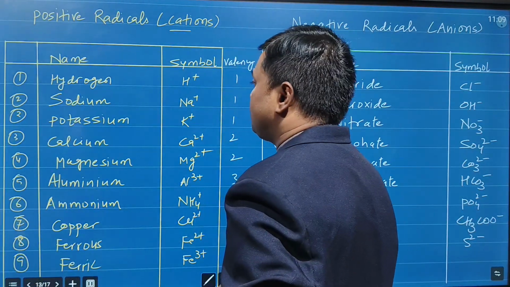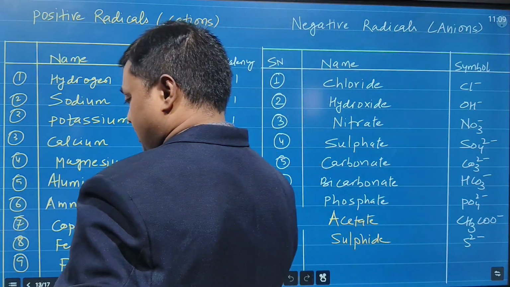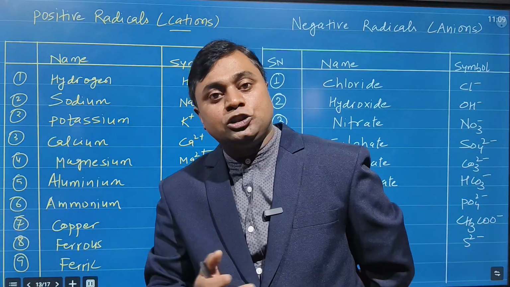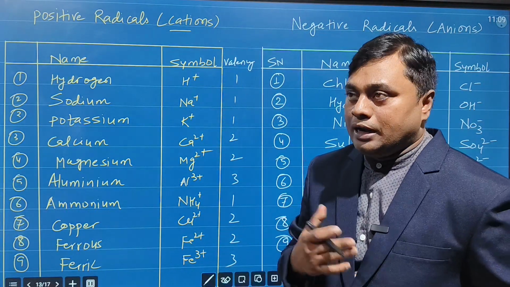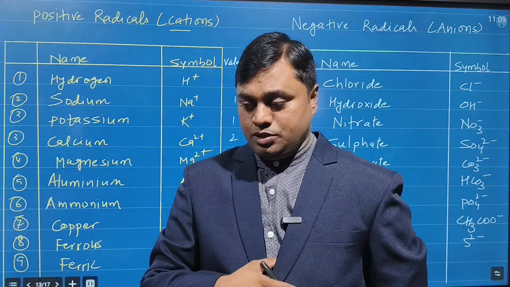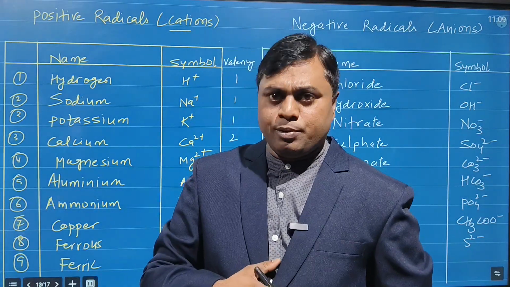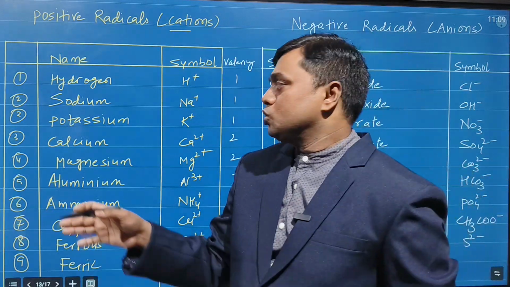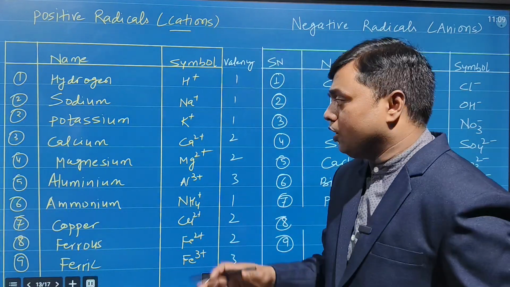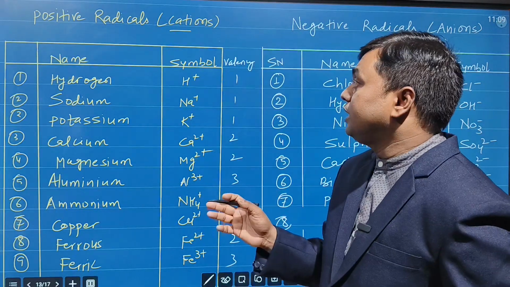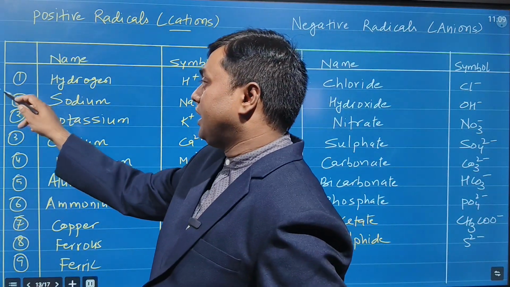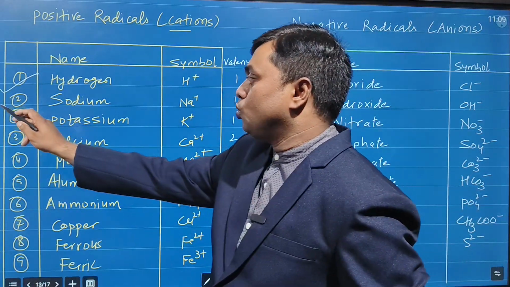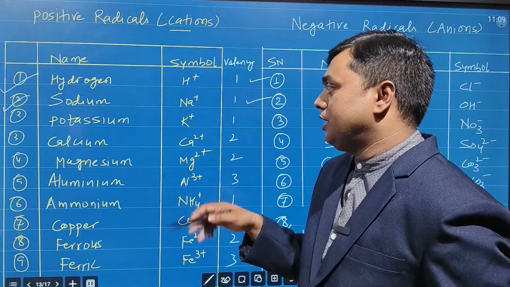You should also remember some cations or anions, radicals. Cations are the positively charged atoms, or anions are what? Negatively charged atoms. Radicals are what? A group of atoms, like carbonate CO3 2 minus, sulfate SO4 2 minus. So here I have made a list of cations and anions. Positive radicals are called cations, like hydrogen H plus 1, valency generally 1 or plus 1 we can say. Sodium Na plus 1, valency is 1.